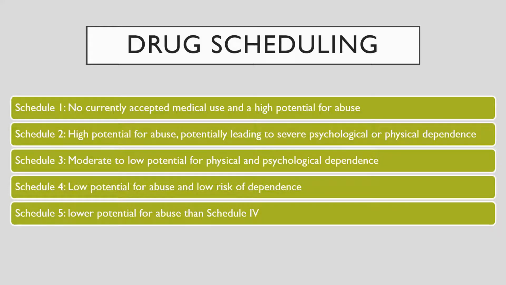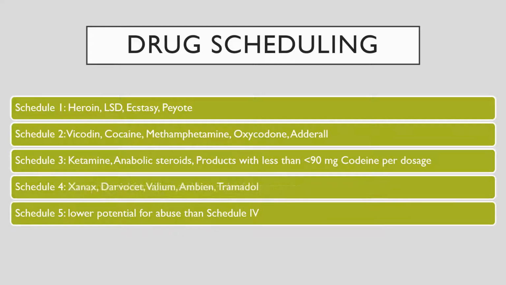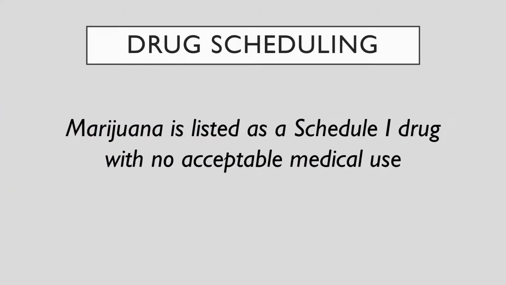Schedule 1 includes heroin, LSD, ecstasy, and peyote. Schedule 2 drugs will include prescription opiates, as well as cocaine and methamphetamine. Schedule 3 includes ketamine and anabolic steroids, while Schedule 4 will include the benzodiazepines typically prescribed for dental anxiety, like Xanax, Darvocet, and Valium, while Schedule 5 drugs include cough syrup with codeine. So based on these definitions, how do you think marijuana is scheduled? Marijuana is listed as a Schedule 1 drug with no acceptable medical use.